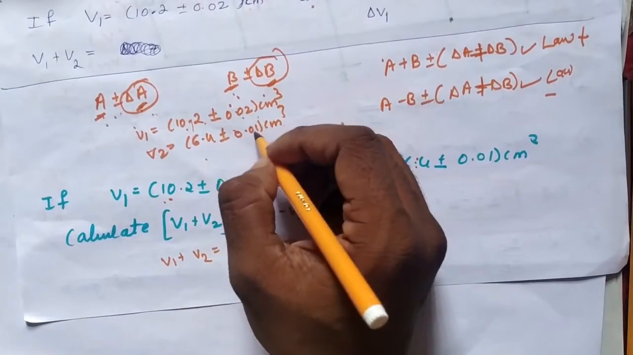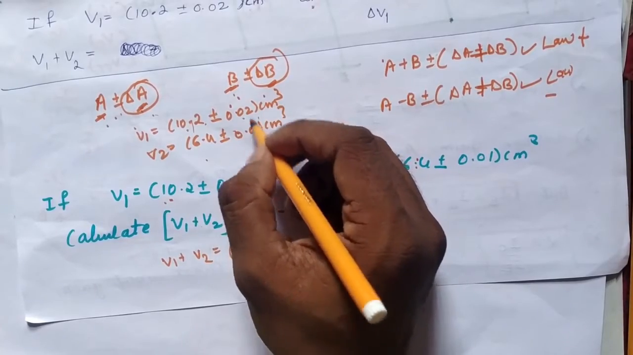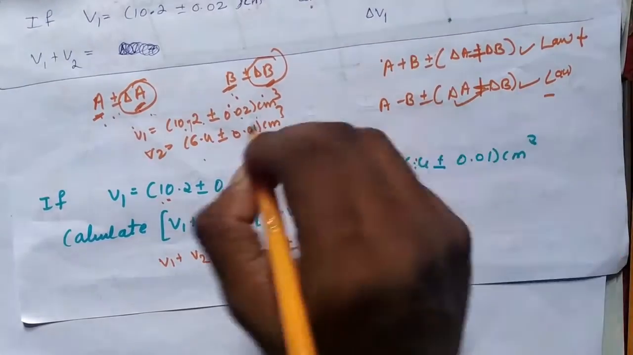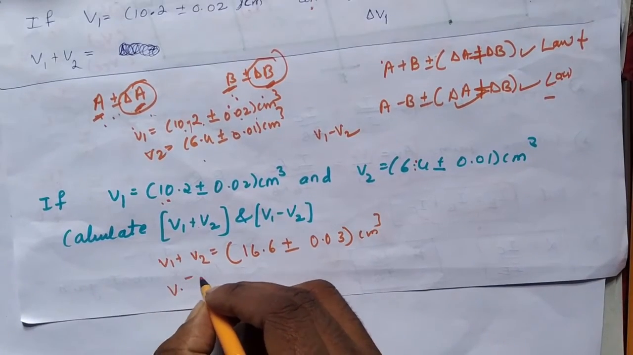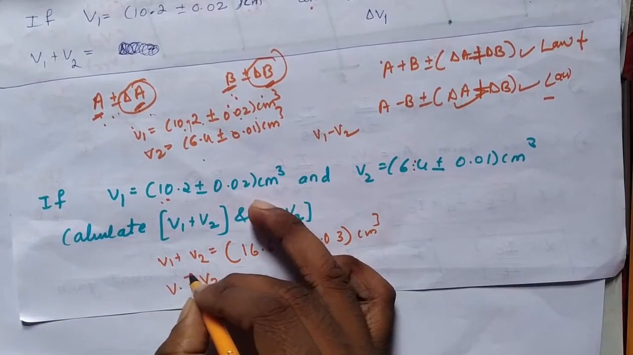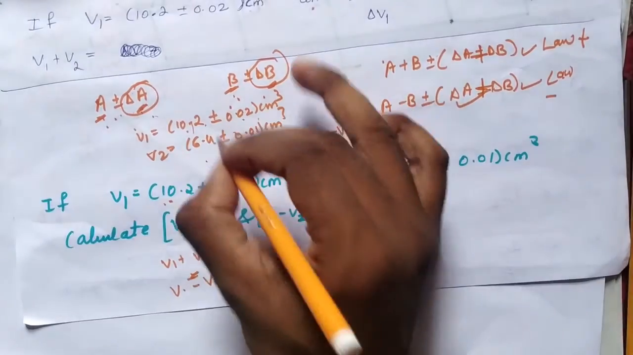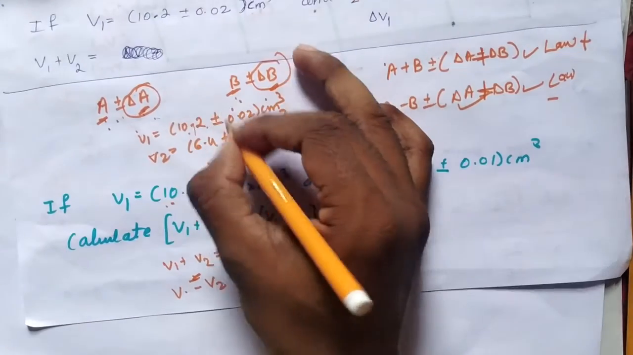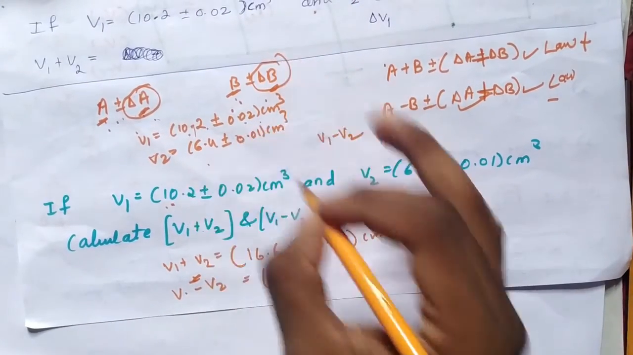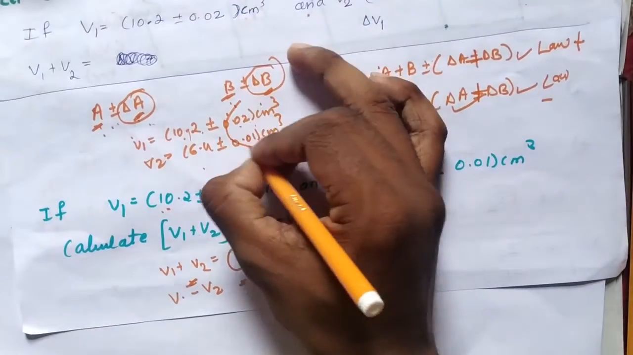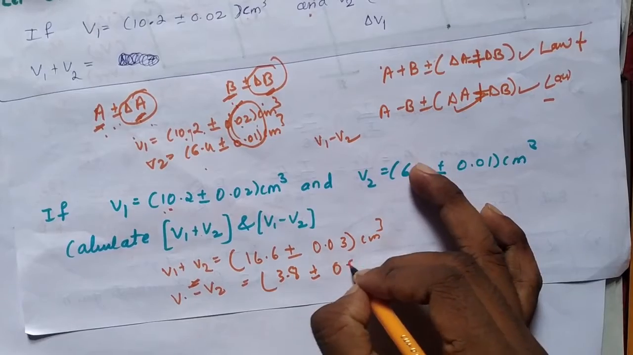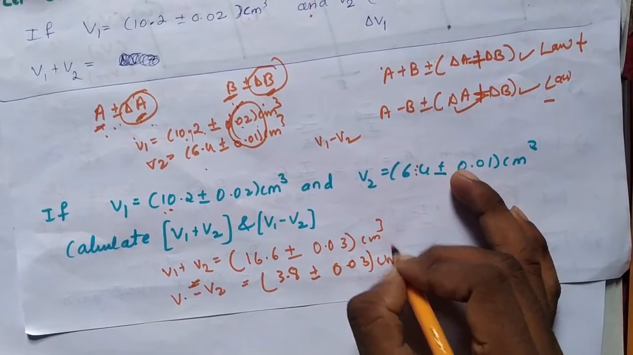Suppose I take v1 minus v2. Then I should take the difference of the main values, but should the error be subtracted or added? Definitely it should be added, as I have told you, it should not be subtracted. Keep that in mind. So v1 minus v2: subtracting 10.2 and 6.4 gives around 3.8, plus or minus the error added again, 0.03 cm3 will be our answer.